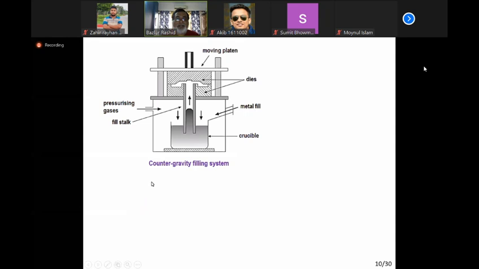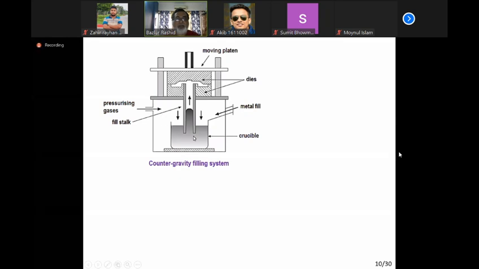There is another special case. We are saying that this is a counter gravity filling system. In this case, there is no vertical fall of the liquid metal. There is one chamber. Inside the chamber, this is our crucible. So we poured our metal alloys, melted it here. Inside, it could be a vacuum chamber.